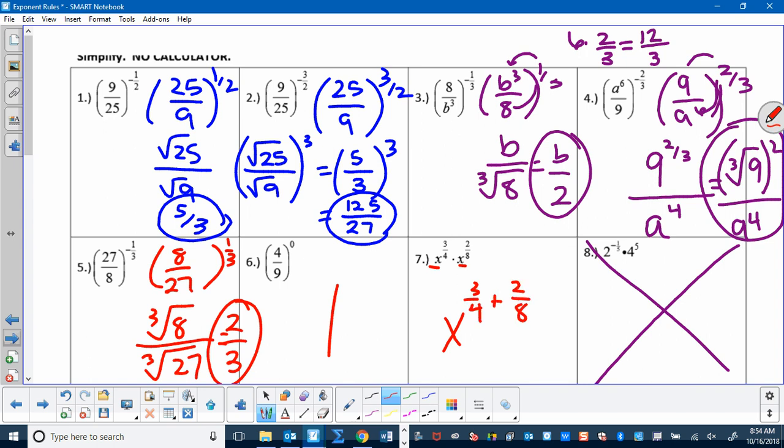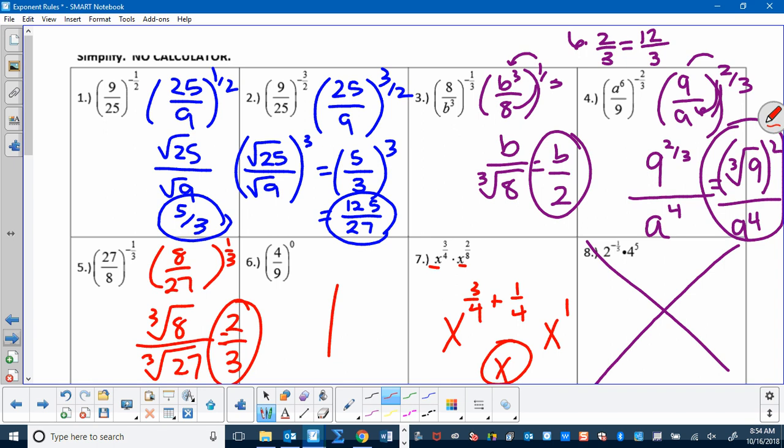3/4 plus 2/8. Guys, don't even write 2/8 down. What is 2/8? 1/4. That's amazing because now they have a common denominator. 3/4 plus 1/4 is 4/4, which is just 1. Do I need that little tiny 1? Your answer is x.